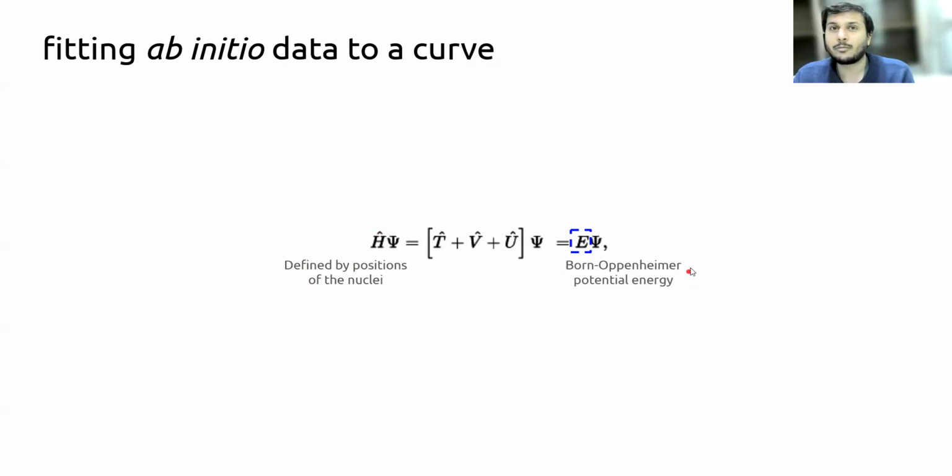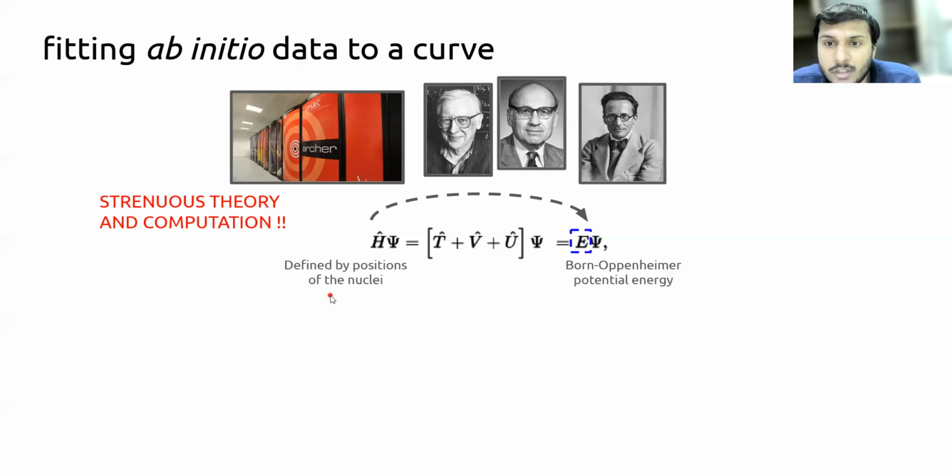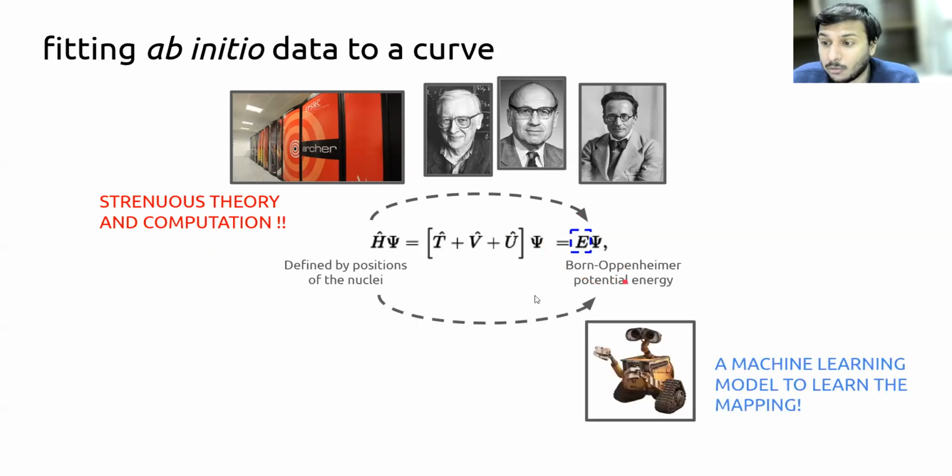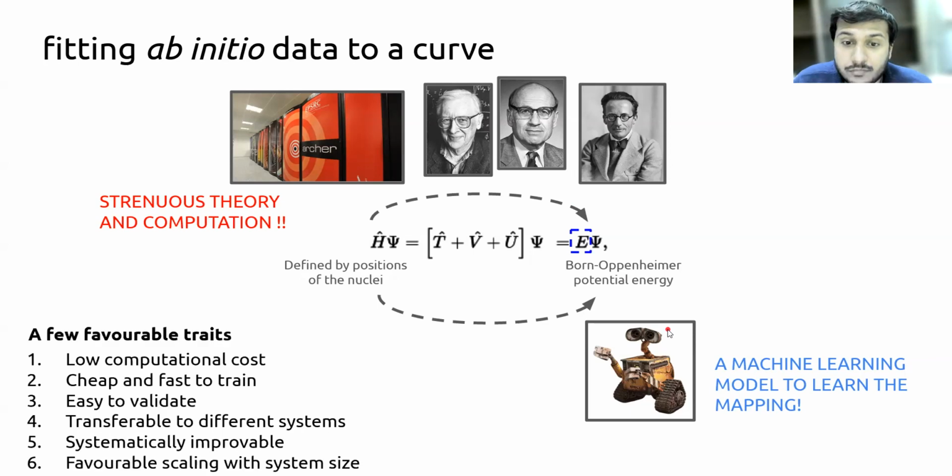So this is exactly like the kind of problem we dealt with, where we had some input data and some output data, and we want to find a function which represents the same. And the idea is exactly the same here, right? Of course, one way of doing it is to say, well, for every position, I'm going to do some strenuous theory and computation, and with that, I'm going to get my energy eigenvalues. The other way would be to go completely agnostic and take a bunch of data points and see what we can do in terms of a prediction.